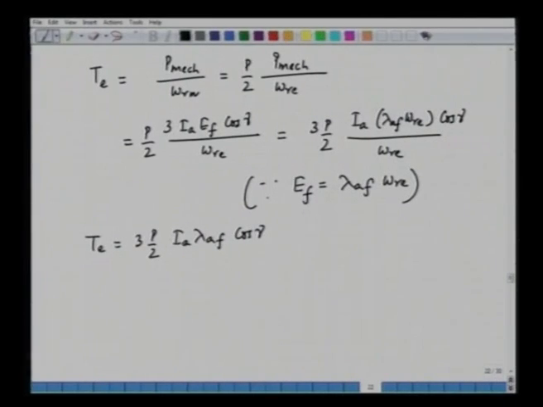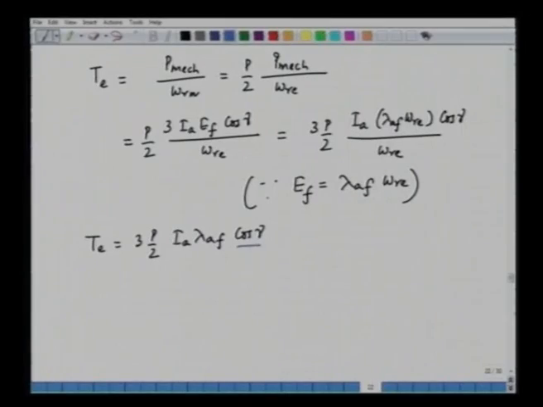Now, this equation is a very simple equation which resembles that of a separately excited DC machine. Of course, gamma in this case can be kept constant. Now, if we keep gamma constant and field flux constant, it means this is constant and this is also constant. We are not interested to change the field current. We keep the field current constant. The torque can be controlled by controlling the armature current, and that is something like a DC machine.